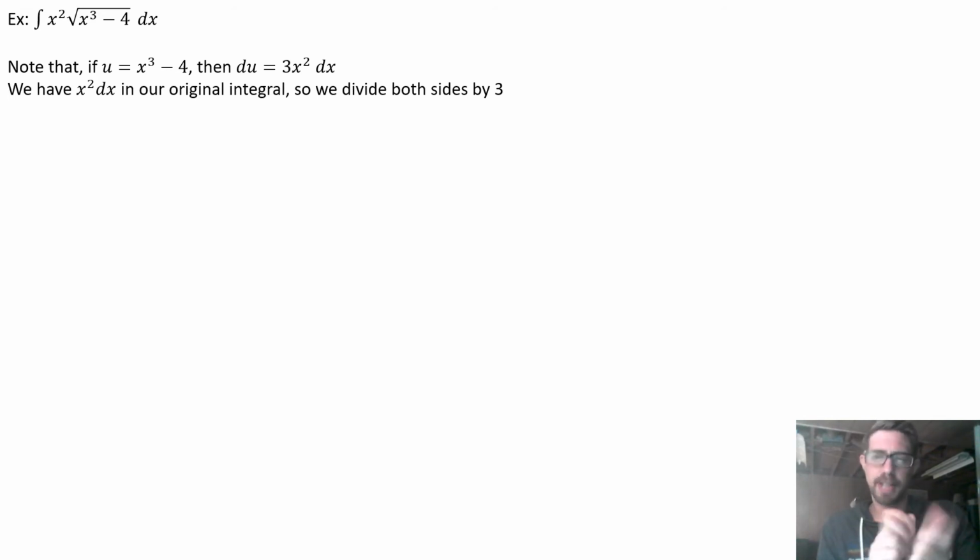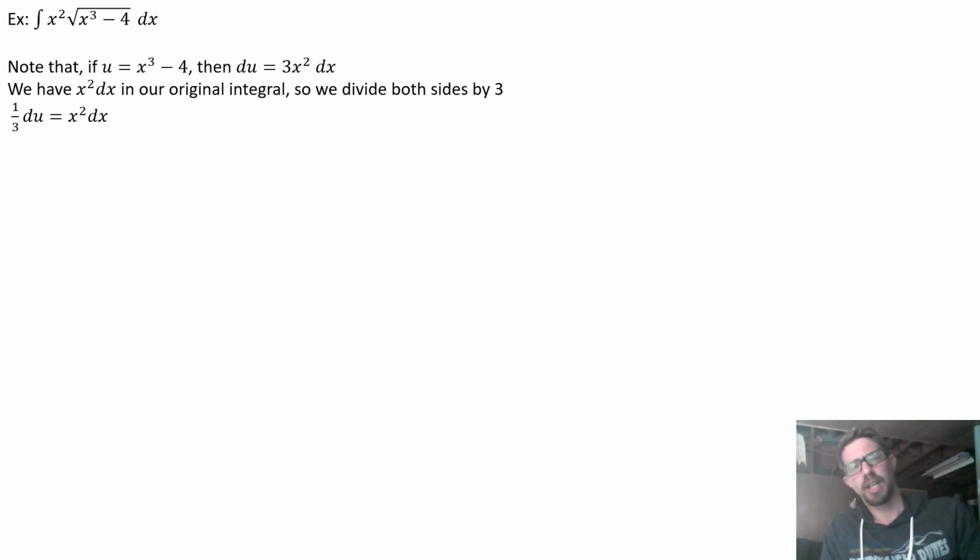So it's all about identifying what you want. You want x squared dx. If it helps you, rewrite the original integral with the x squared on the end. So you basically solve the equation for x squared dx, which is that. That's it. You're done with that part.